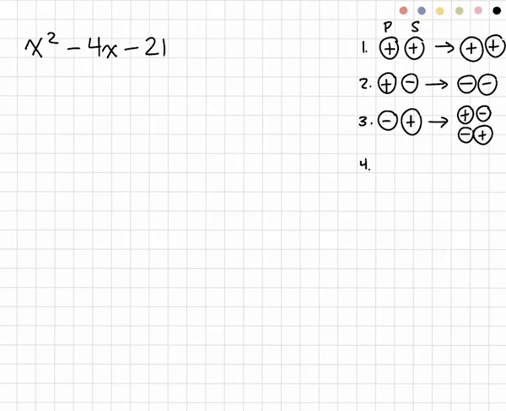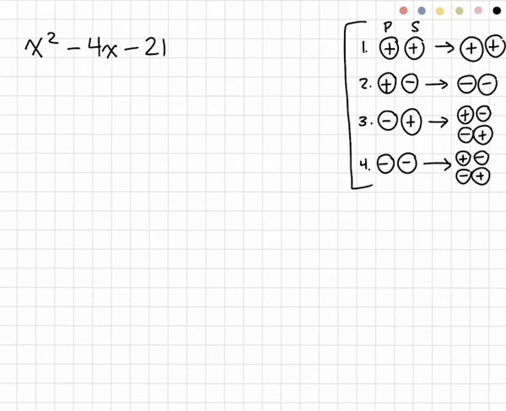And now on this last one, my product is negative and my sum is negative. So what does that mean? That means that I'm going to have the same thing as number 3. Which means I'm going to need a positive number and a negative number, or a negative number and a positive number. One of those two combinations, okay? You can write this down in your notes if you find it helpful for you. All right, so let's continue with the question that we're working on.